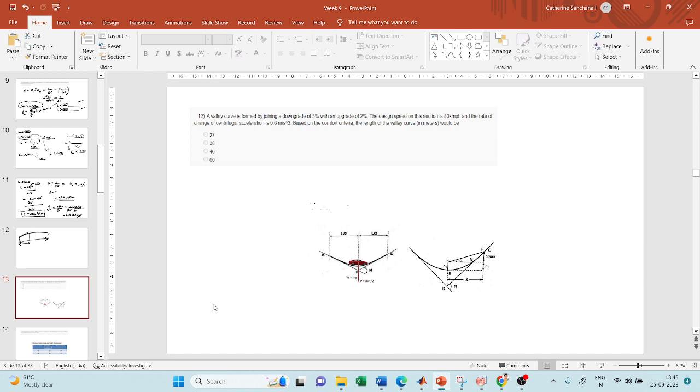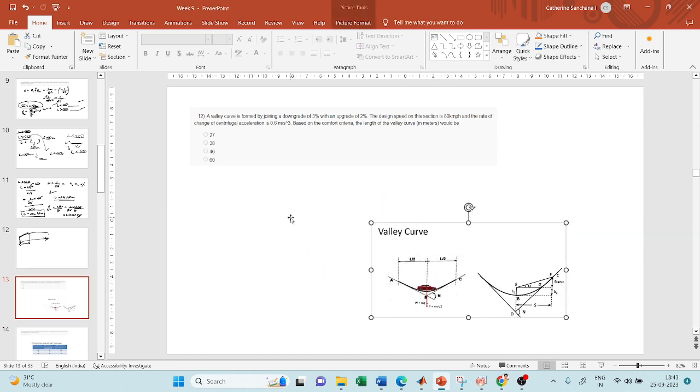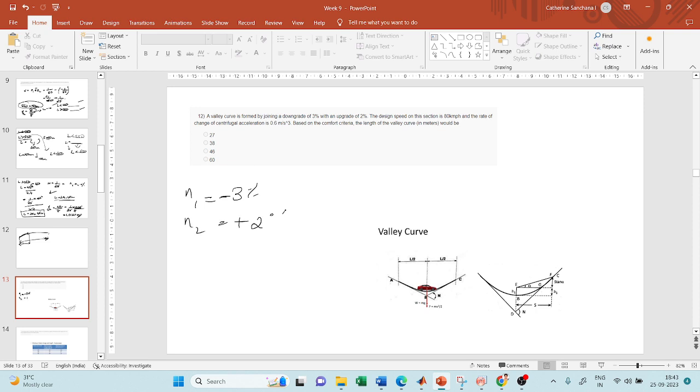So moving on to the next question. A valley curve is formed by joining a downgrade of 3%. So let us take the first gradient as 3%, and it is said that it is a downgrade, so it has to be negative, and an upgrade of 2%. So my second grade is a positive grade, 2%. The design speed on this section is 80 kilometers per hour, and the rate of change of centrifugal acceleration is 0.6 meter per second cube. Based on the comfort criteria, the length of the curve in meters would be what?